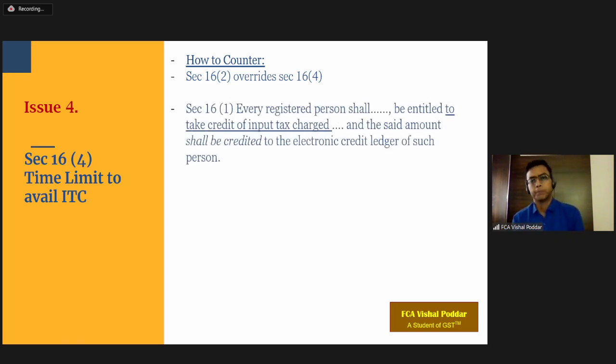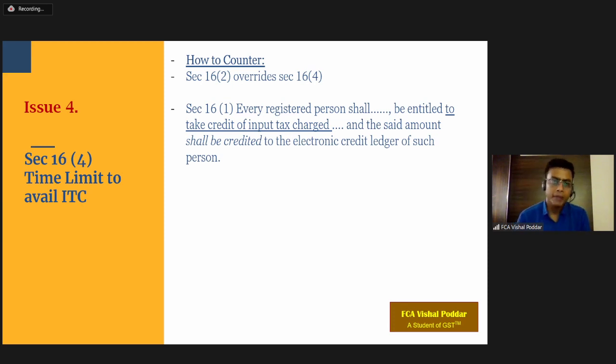Then the second line of defense is, how does 16.1 read? The first requirement is 16.1, which states that every registered person shall be entitled to take credit of input tax. Now, interestingly, in our earlier excise law, the words used over there were avail CENVAT credit. And if you closely observe, you'll find that the ITC provision of GST has a lot of resemblance to the pre-GST, that is the excise CENVAT credit rules. Now, interestingly, your excise used the words avail CENVAT credit, whereas in section 16.1, the GST law uses the words that every person would be entitled to take credit.